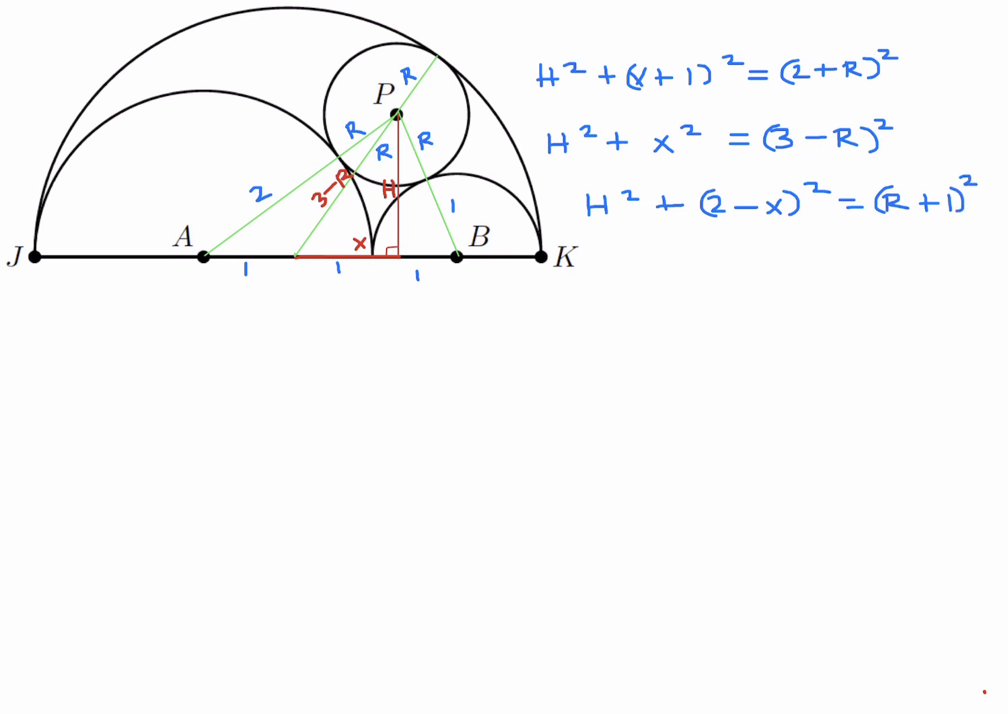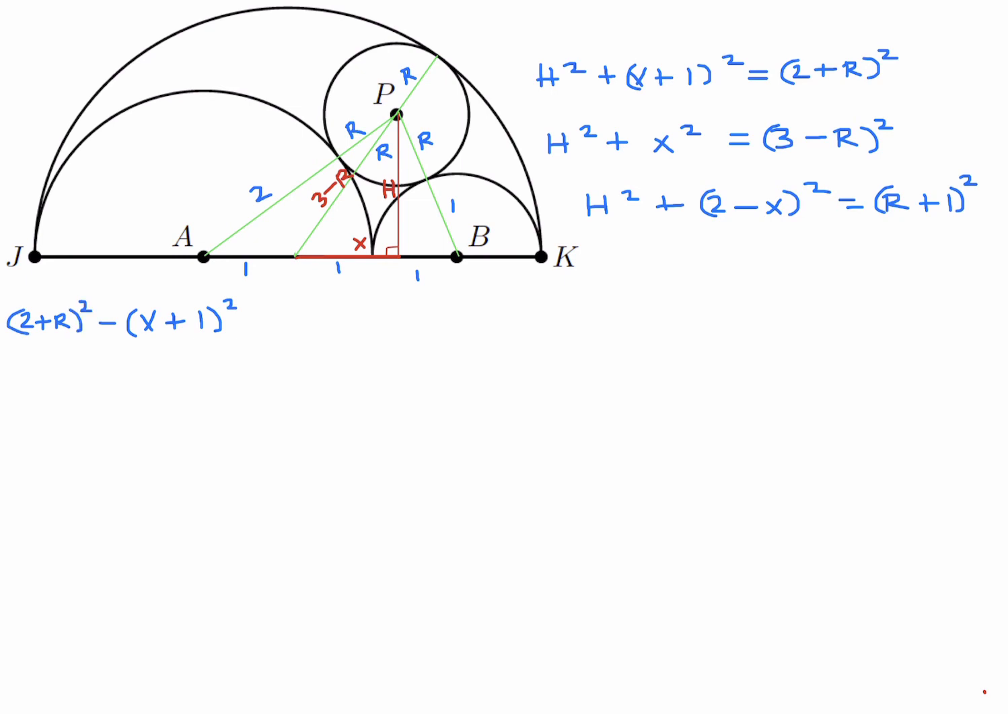Okay, we've got a system of equations here: 3 variables, 3 equations, we can solve. So the first thing is from here, I can isolate h squared. That's going to be (x plus 1) squared minus (2 plus r) squared, like that.